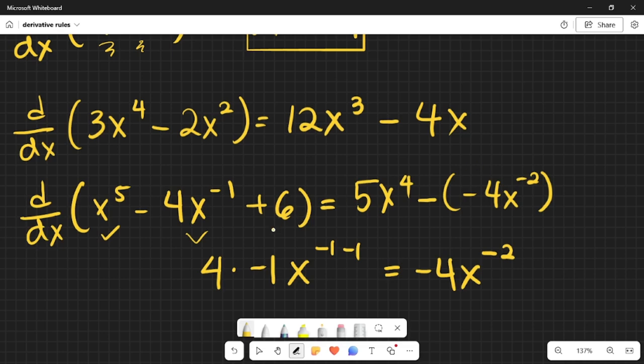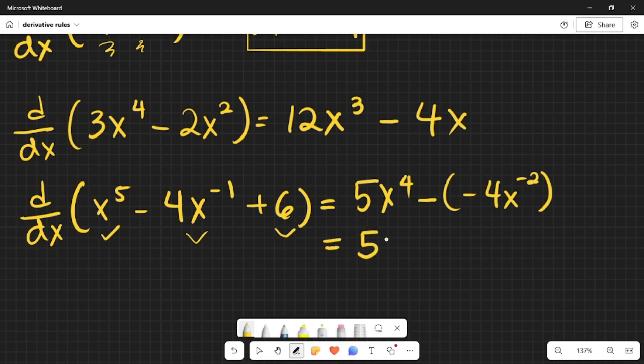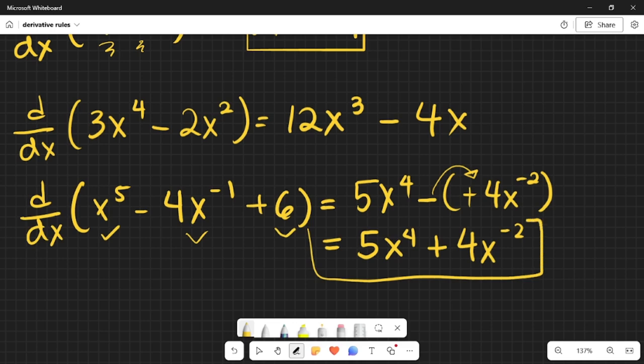And then, for the final term, the derivative of 6 is 0 because of the constant rule. We're going to simplify this expression. 5x to the 4th power. We're going to distribute the negative sign, so the negative becomes positive. So instead of minus, we're going to put plus 4x raised to the negative 2 power. And that's our final answer for our sum and difference rule.